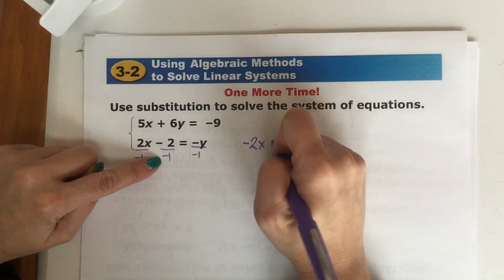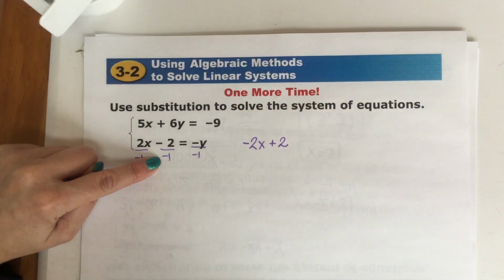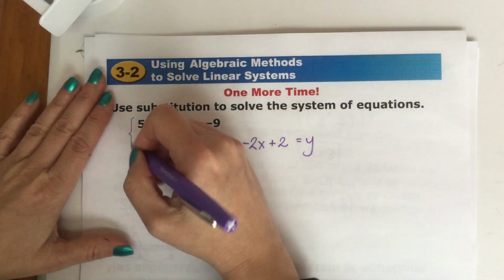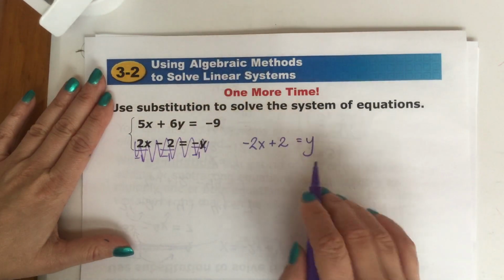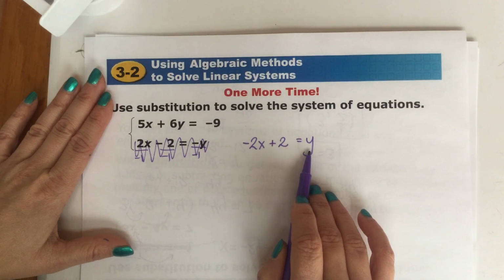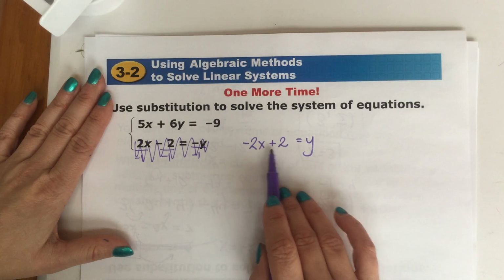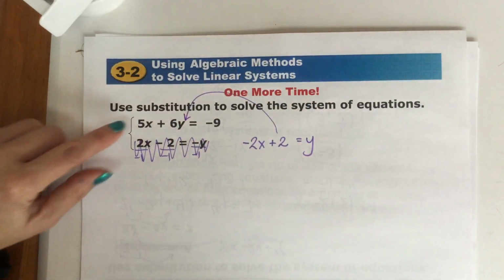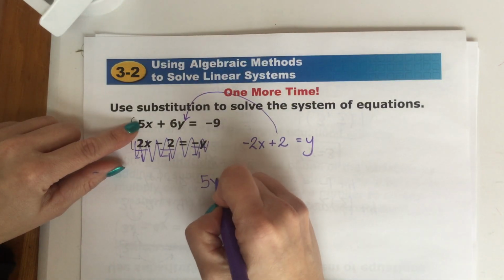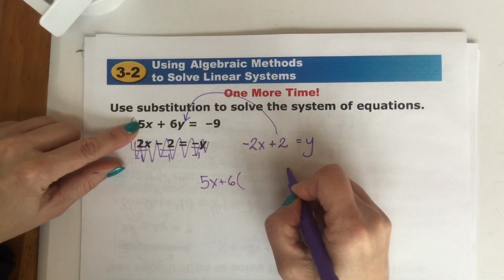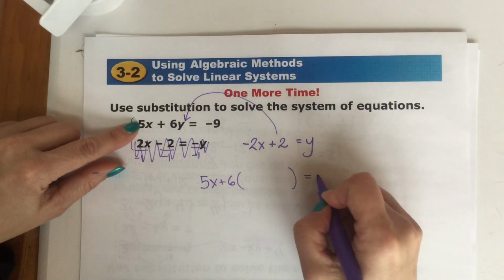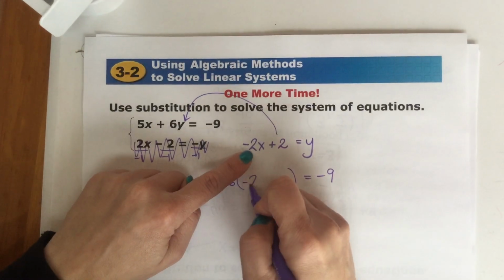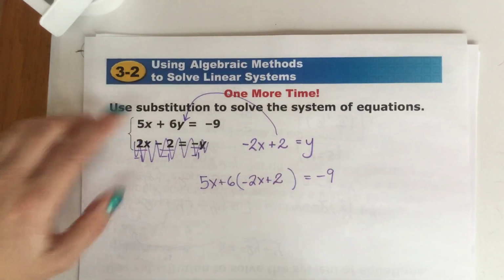Negative divided by a negative is now a positive. 2 divided by 1 is 2. Equals negative over a negative is a positive. So I will no longer use this. I am using the fact that y equals negative 2x plus 2. So now I can substitute that in to the other equation. So 5x plus 6 times, I'm substituting in for y, equals negative 9. Y is really negative 2x plus 2.